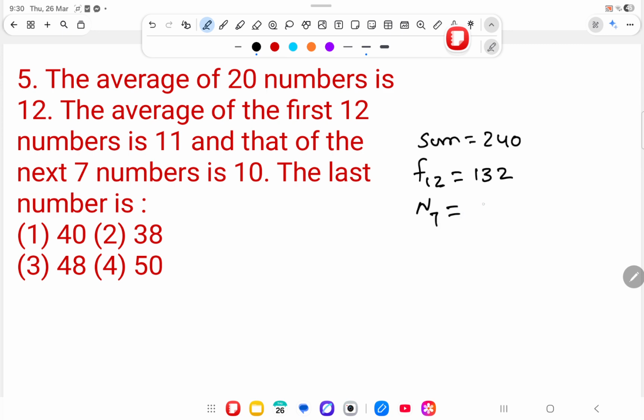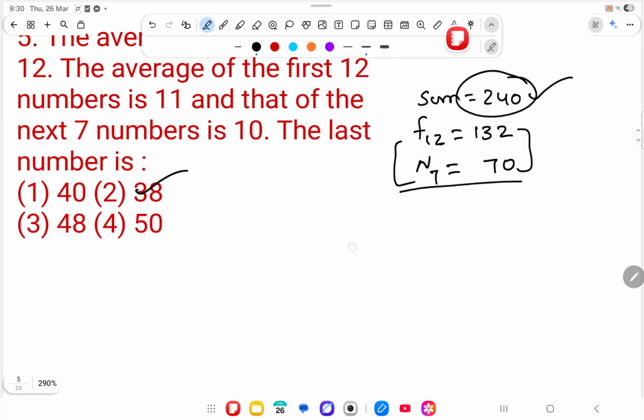Next, 7 is equal to 10, means 70. See, 12 plus 7 is 19, one number is missing. It is total 20, means if we add these both and subtract from this, we'll get the answer. 240 minus 202 is 38, which is our answer.